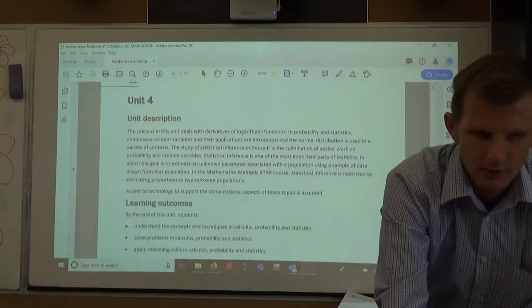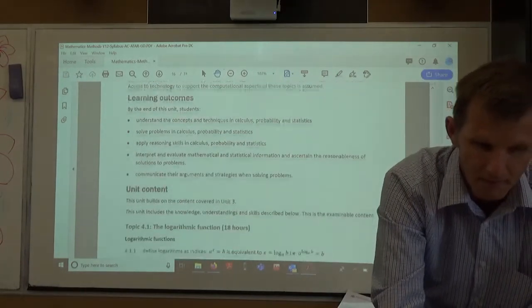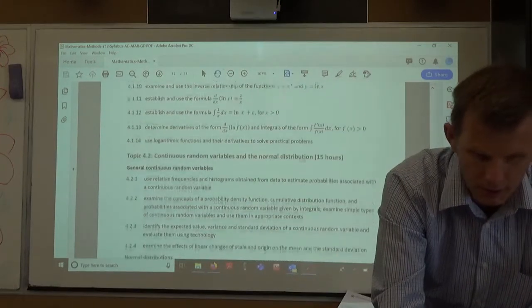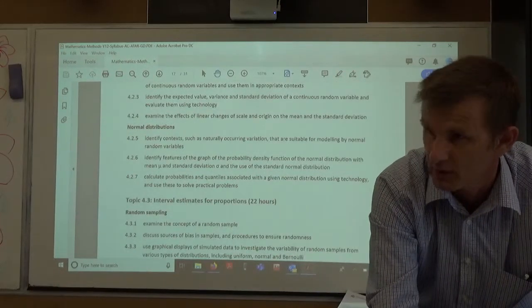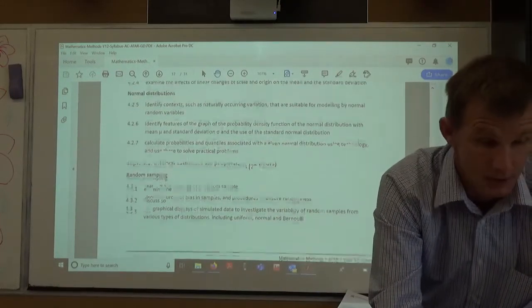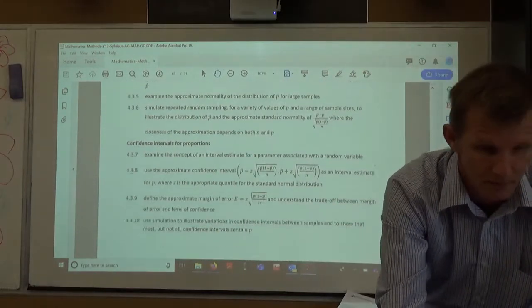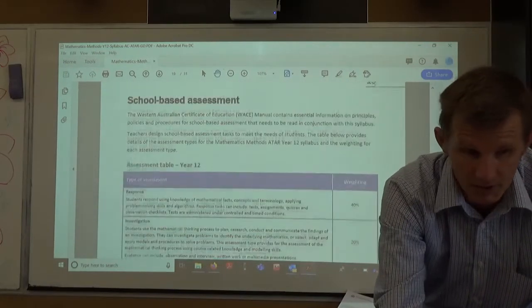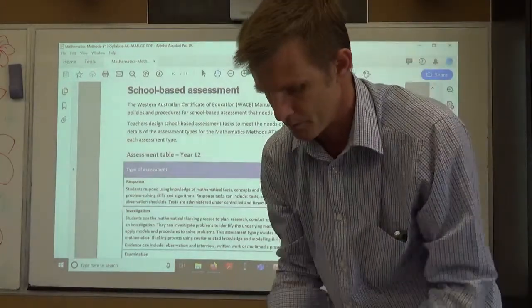Then we get into unit 4. Same setup, 3 subparts if you like, and then headings below that. Logarithmic function, continuous variables, normal distribution, interval estimates for population. Lots of stats in this course. Really most of it is functions and stats, the majority of this course. So we scroll on through all of that now, not bypassing that because it's not important, it's very important, but we work through that across the year.